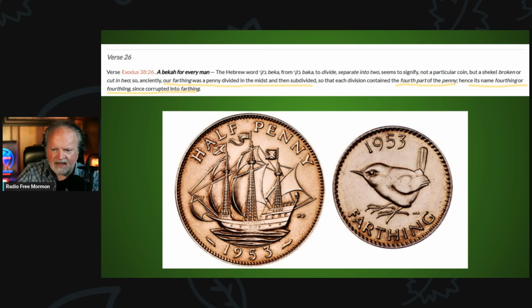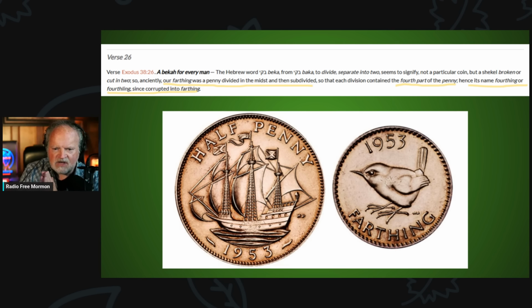The Hebrew word bekah seems to signify not a particular coin, but a shekel broken or cut in two. This is what they would do a lot of times with their coins. They would break them in two, and then you've got a half, right? You don't have to have a separate coin to have a half. You just break the first coin in half.